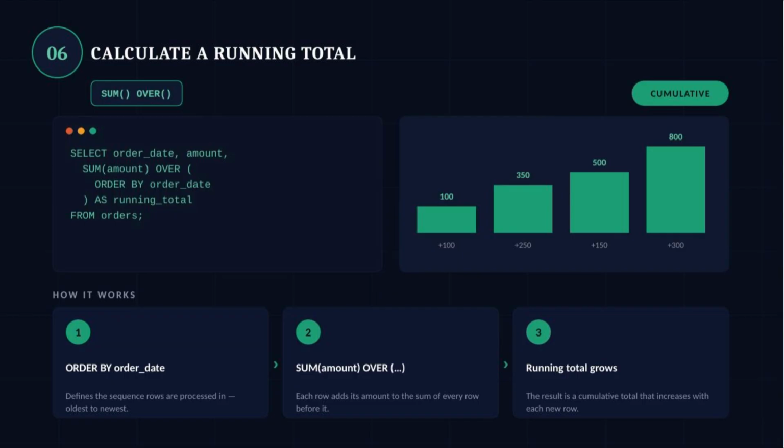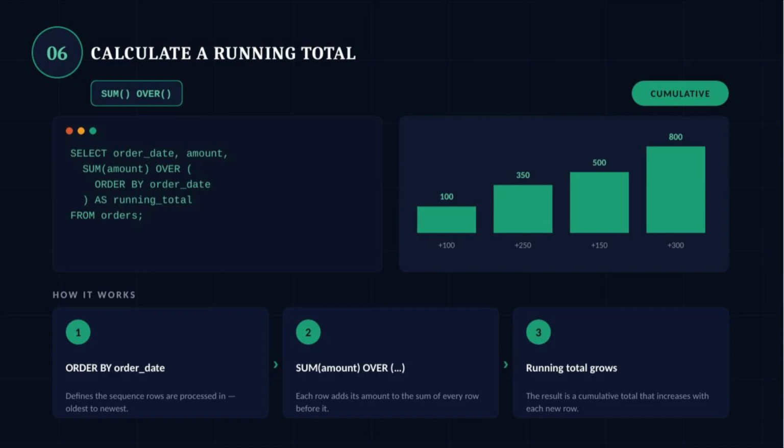Instead of summing the entire table into one number, the window function recalculates the sum for every single row, but only including that row and everything that came before it in the defined order. Step 3. The result grows with each row.